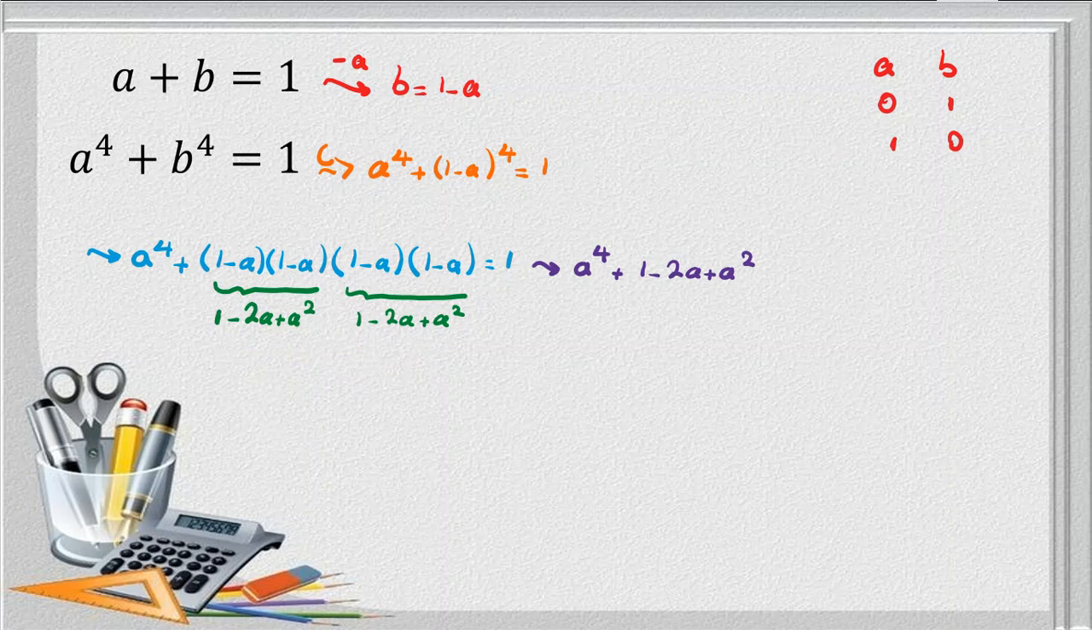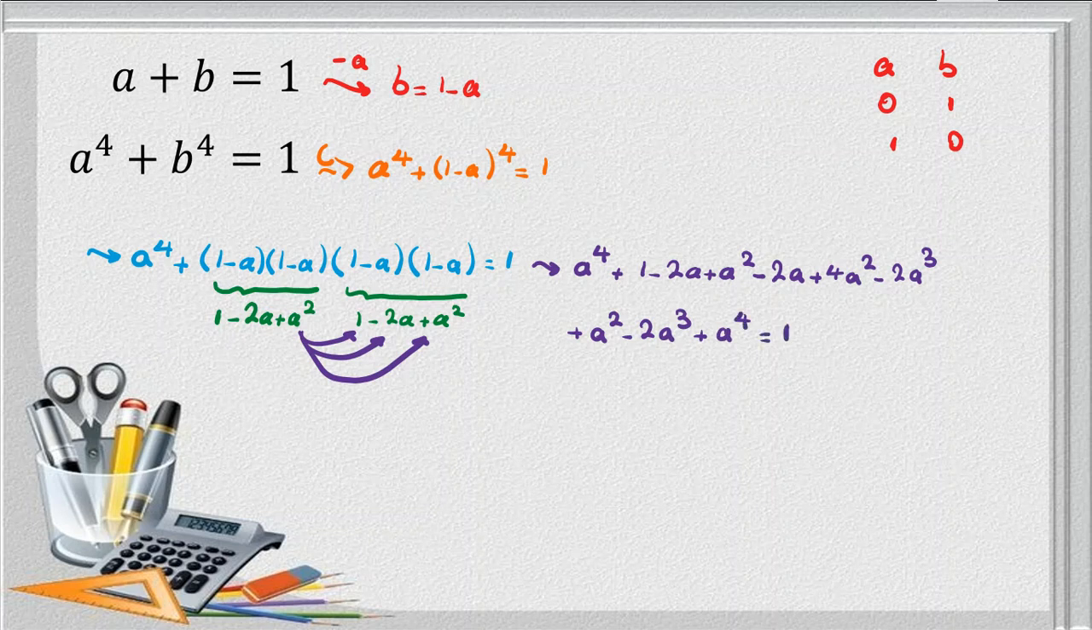In the next step, we multiply negative 2A to all three terms. Negative 2A times 1 is negative 2A. Negative 2A times negative 2A is 4A squared. Negative 2A times A squared is negative 2A cubed. And last part, A squared times 1, A squared times this, A squared times this, which will be plus A squared minus 2A cubed plus A to the 4 equal to 1.